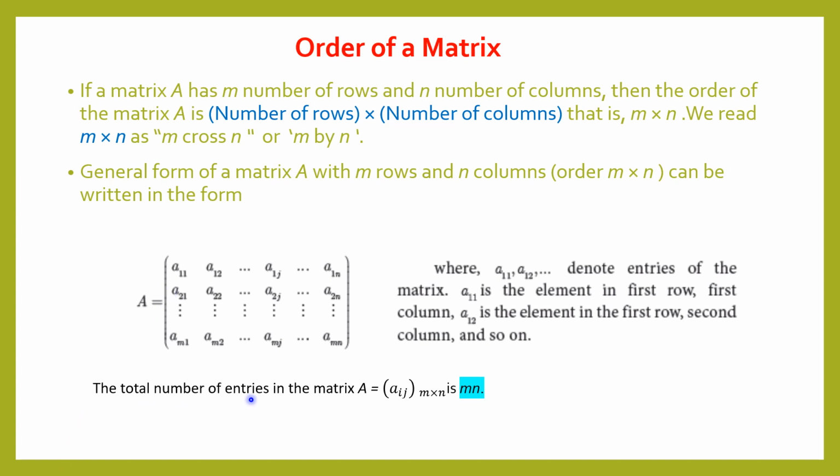The total number of entries in the matrix A is Aij. That is, Aij means, here i represents the row number and j represents the column number, is m into n. m n means the multiplication of m and n. That is, if you are having a 3 cross 2 matrix, we will have 6 elements in that matrix.